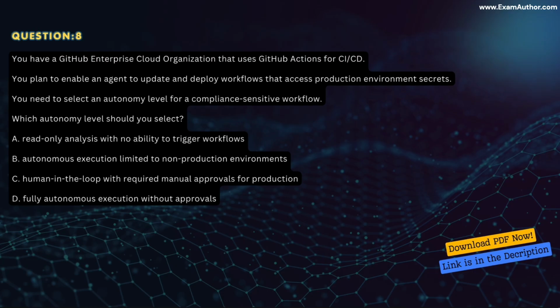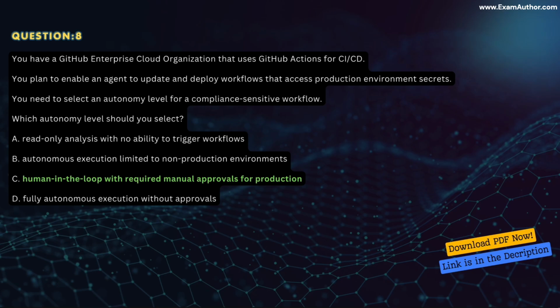Question 8. You have a GitHub Enterprise Cloud organization that uses GitHub Actions for CI/CD. You plan to enable an agent to update and deploy workflows that access production environment secrets. You need to select an autonomy level for a compliance-sensitive workflow. Which autonomy level should you select? A. Read-only analysis with no ability to trigger workflows. B. Autonomous execution limited to non-production environments. C. Human-in-the-loop with required manual approvals for production. D. Fully autonomous execution without approvals. Correct answer, C.